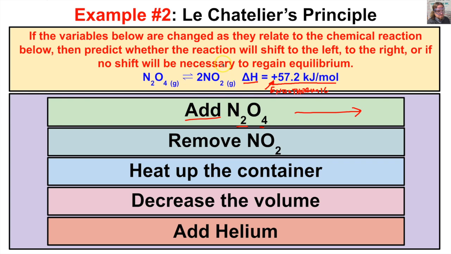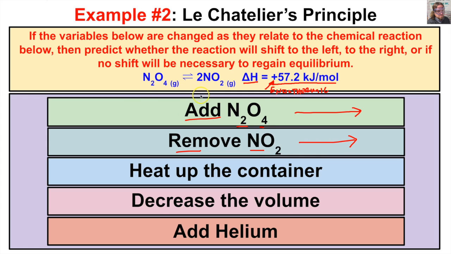What if we remove NO2? Well, let's think about this. If we add NO2, if we add more product here, the system is going to shift to the left to regain equilibrium. But because we are removing NO2, the system is going to have to shift to the right to regain equilibrium.